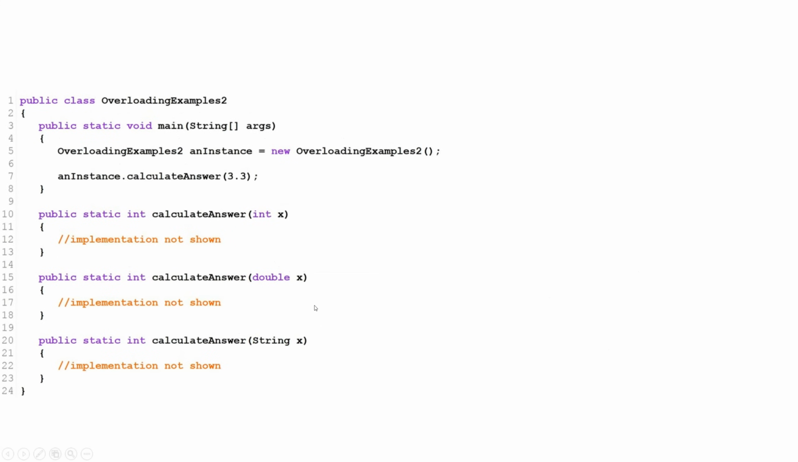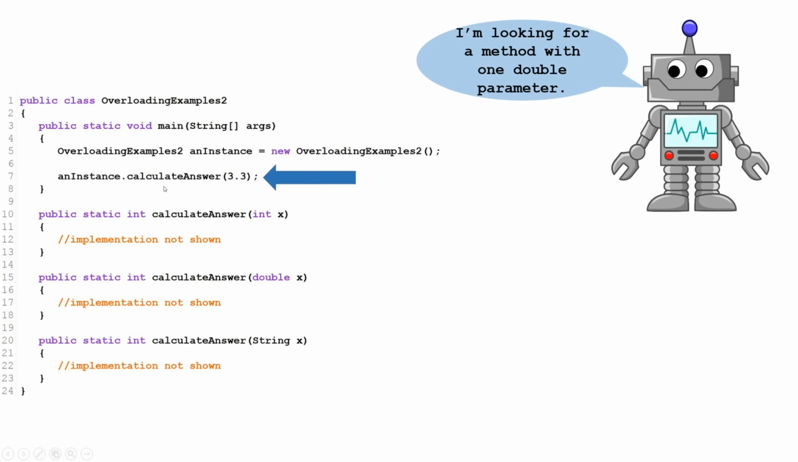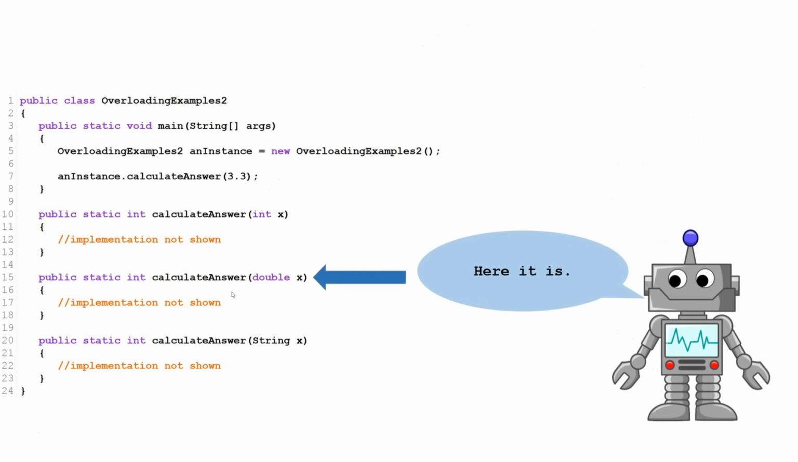Let's look at another example. We have three versions of calculateAnswer. The first one has one int parameter. The second one has one double parameter. The third one has one string parameter. When we call calculateAnswer, we have one double argument. The compiler will use this to match it up to the correct version of calculateAnswer right here.